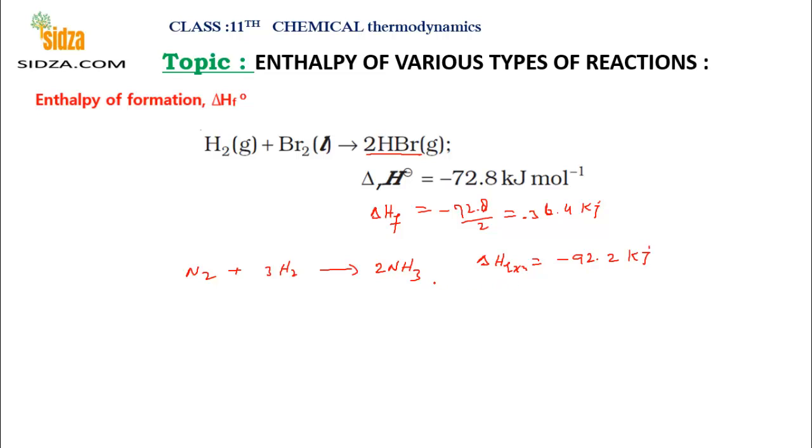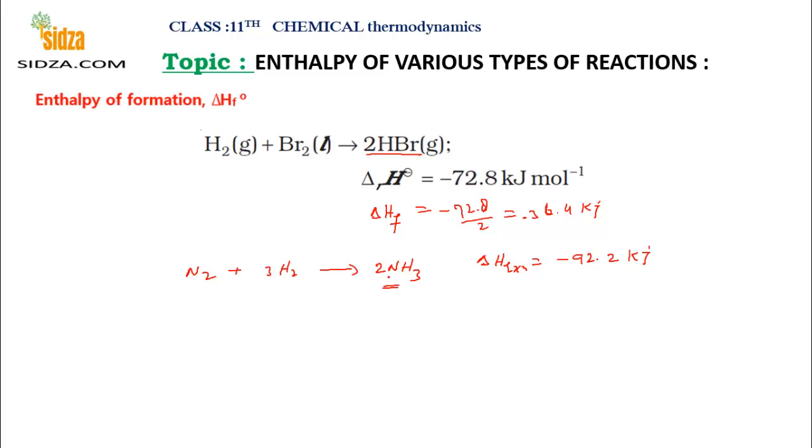That means when 1 mole of nitrogen reacts with 3 moles of hydrogen, they form 2 moles of ammonia and the energy change is 92.2 kilojoules. So is this the enthalpy of formation of ammonia? No, it's not. Why not? Because we have 2 moles of ammonia here. This is the enthalpy of a reaction.